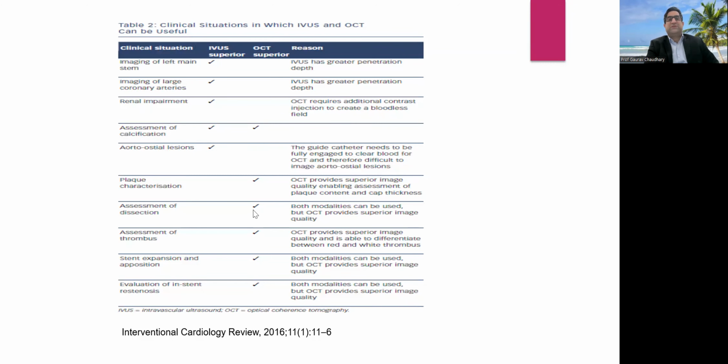So coming on to IVUS versus OCT, OCT is more superior in giving us a better plaque characterization, better assessment of thrombus, better assessment of stent expansion and apposition. But there are some places where the IVUS would score more, especially for the ostial left main, patients having renal impairment where we can't give much dye, imaging of the coronary arteries which are very large, beyond 4.5 or 5 millimeter, or if the lesion is aorto-ostial. And in calcium also, the IVUS is sometimes better as compared to the OCT.